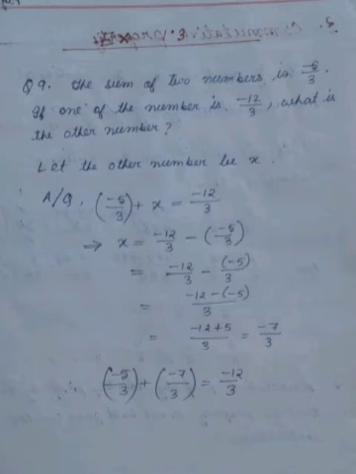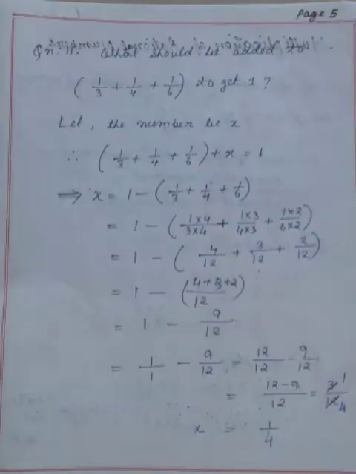Question number 11. What should be added to (1 by 3 plus 1 by 4 plus 1 by 6) to get 1? So 1 by 3 plus 1 by 4 plus 1 by 6 is written inside a bracket. That means it is considered as one number. So first we have to find the value of the sum of the rational numbers. So how to solve this? Let the number be x.